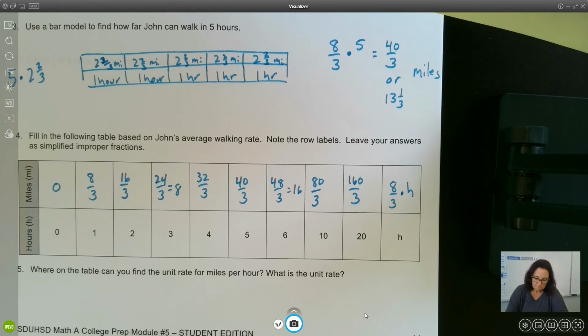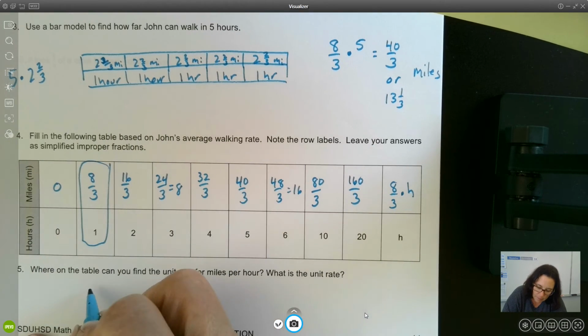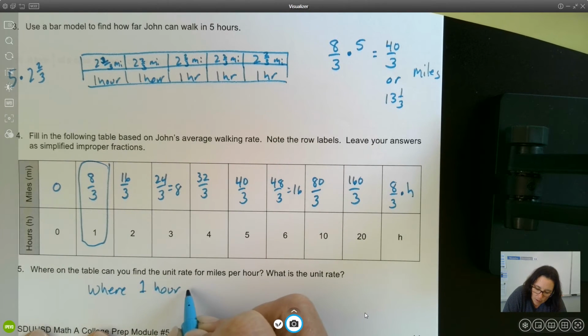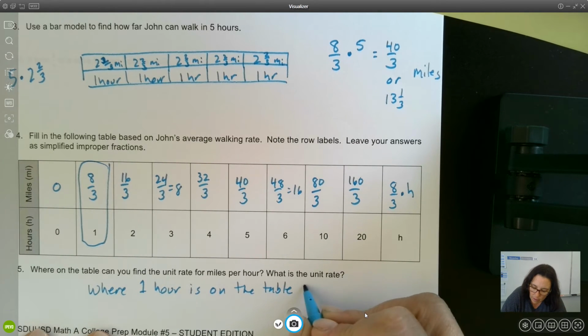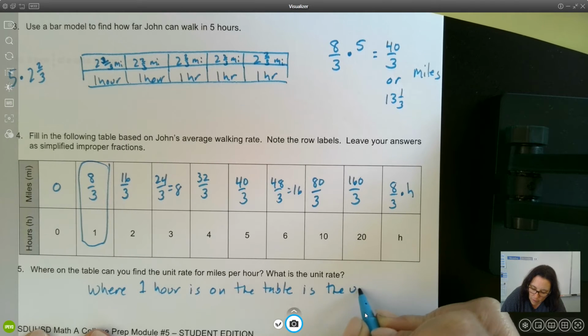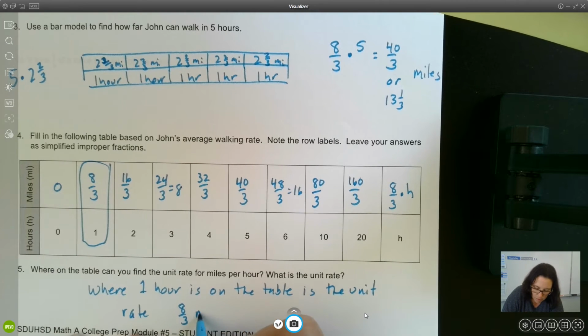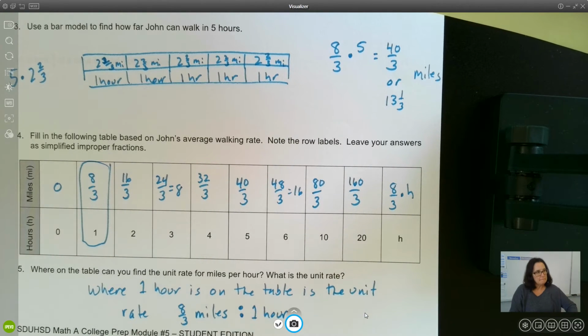Okay, so where on the table can you find the unit rate for miles per hour? Right here. Where 1 hour is on the table is the unit rate. 8/3 miles in 1 hour. Okay. Next page.